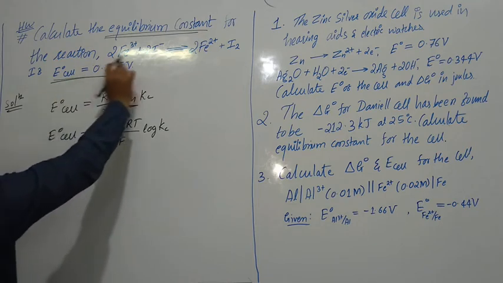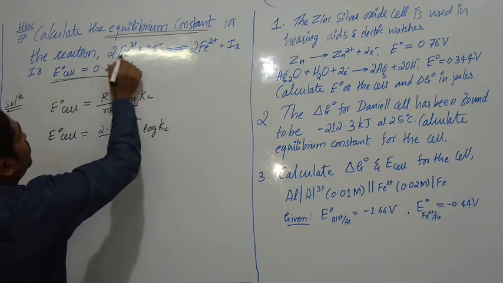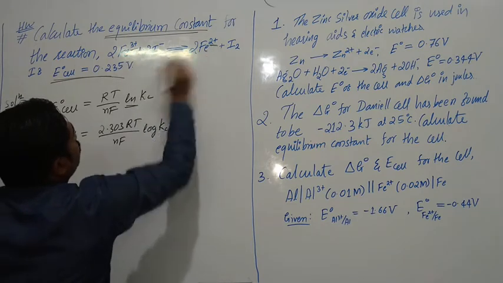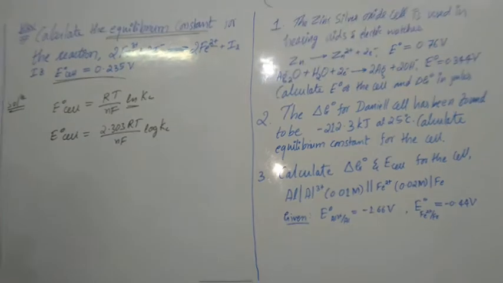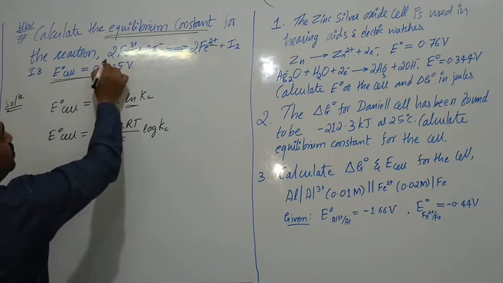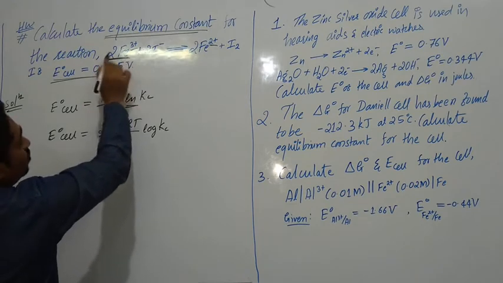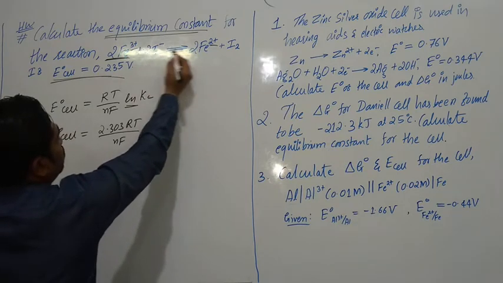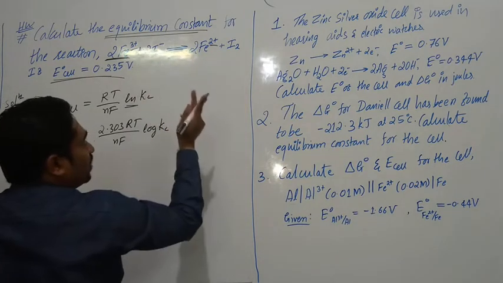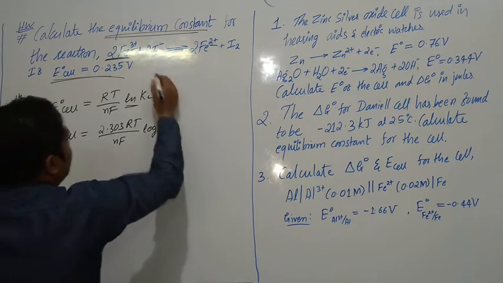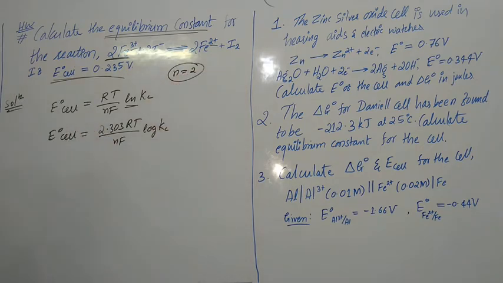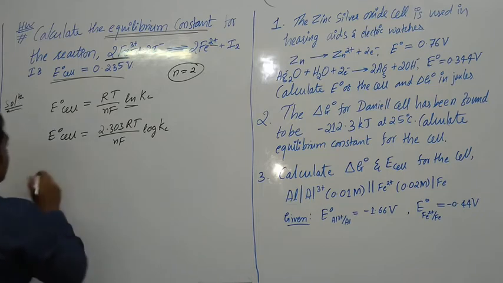And for this reaction, see the reaction 2Fe3+ gives 2Fe2+. 3+ is converted into 2+, meaning conversion of 1 electron. Here 2 such ions are there, 2 into 1, 2. Here 1 iodide loses 1 electron and 2 iodides lose 2 electrons. So therefore for this reaction n is equal to 2.